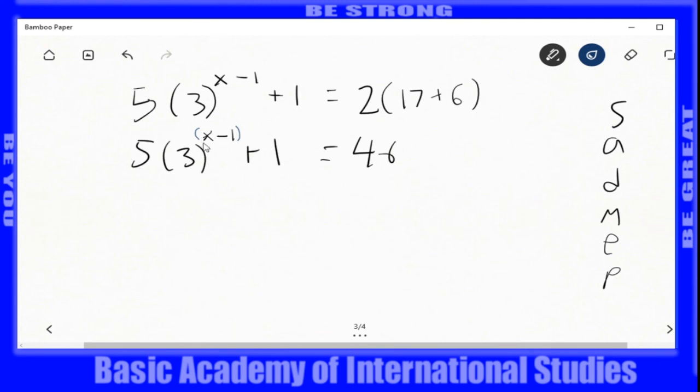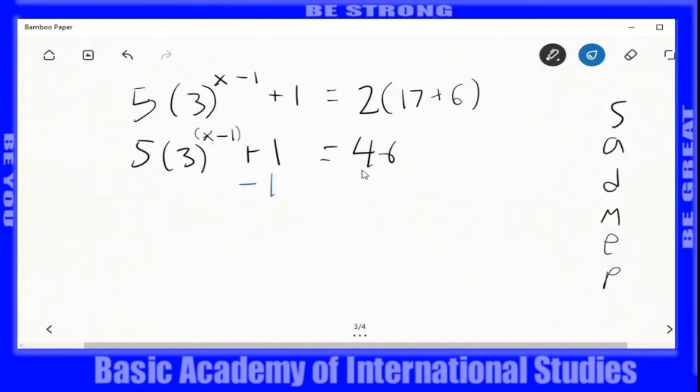This 3 to the power of this quantity, x minus 1, this right here is an exponent. So clearly it can't go yet. 5 is multiplying the 3, which comes before that. And finally, this 1 is adding onto all of this junk, which goes here. So once again, following SADMAP, we get rid of the addition.